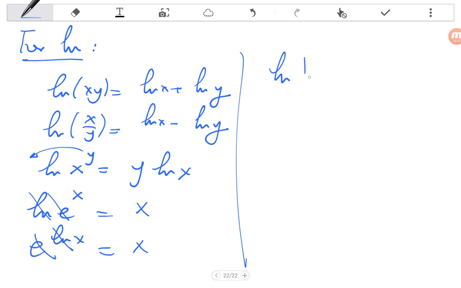What about ln of 1 over x? Ln of 1 over x is just ln of x power negative 1. So that negative 1 may come before the ln. It will just be negative ln of x.